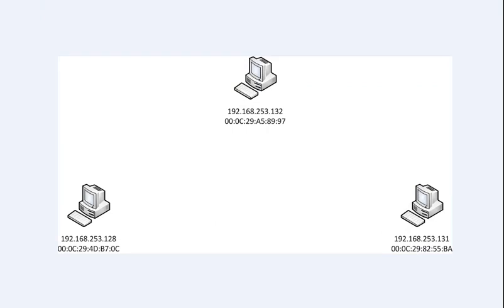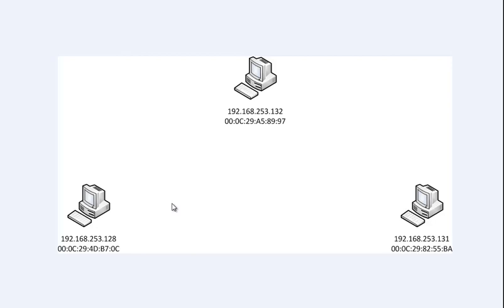Here we have an example of three computers, all on the same subnet, .253. Throughout this example, the real IP address and MAC address for each computer will remain at the bottom. When .128 wants to send information to .131, the first step is finding out the MAC address of .131. And to do that, we use ARP.